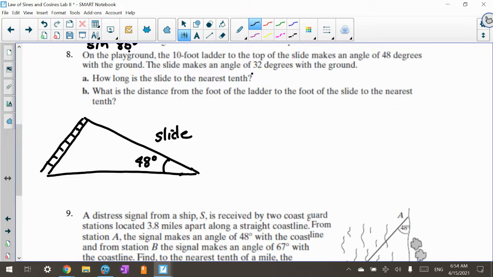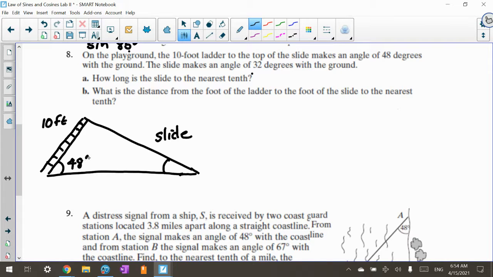And, oh, the ladder makes it 48. Okay, so I'm sorry. Wait a minute. Let's erase this and try this again. Let me read this again. Because sometimes on the playground, the 10-foot ladder, so I know this is 10 foot. So let's do this. 10-foot ladder right here. Okay. Makes an angle of 48 degrees with the ground.